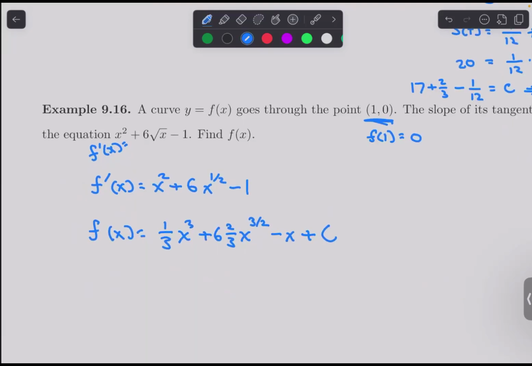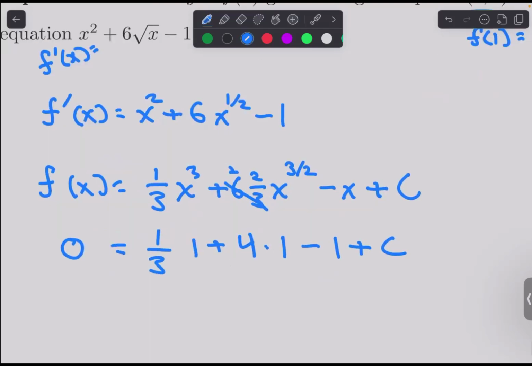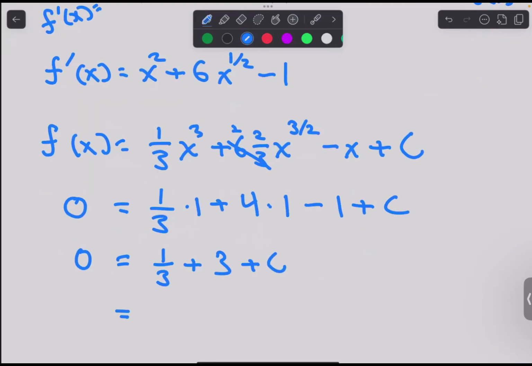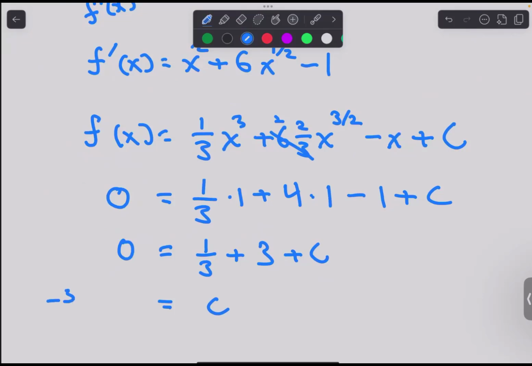And then we're going to solve for that, because when we plug in 1, we need to get out 0. So if I plug in 1, let's see, there's going to be a little bit of cancellation here. 2 times 2 is going to be 4. 1 raised to any power is going to be 1. And when I plug in 1, I should get out 0 here. So this is going to be 1/3 plus 4 minus 1. I guess I can simplify that down to just 3. Plus c should be equal to 0. So if I rearrange, I'm going to have c is equal to -3 minus 1/3.